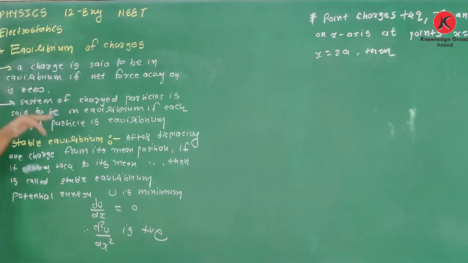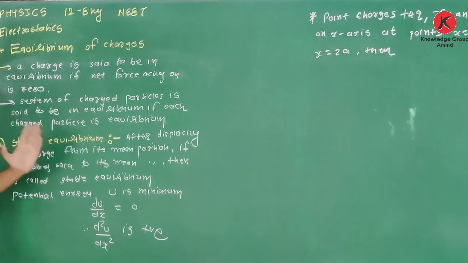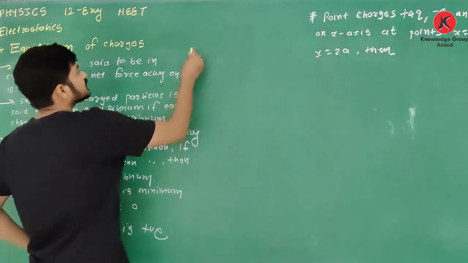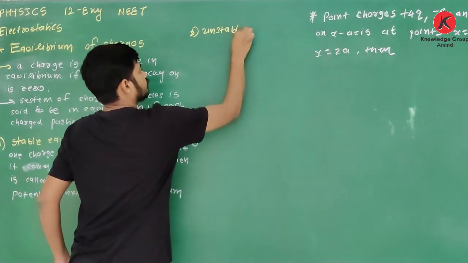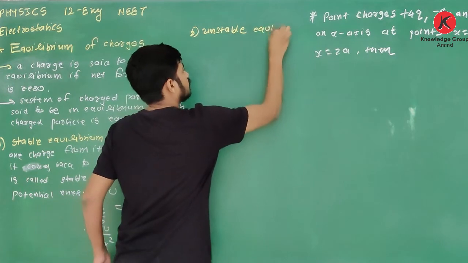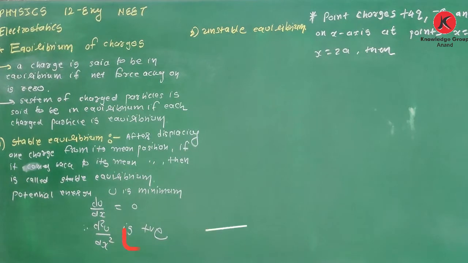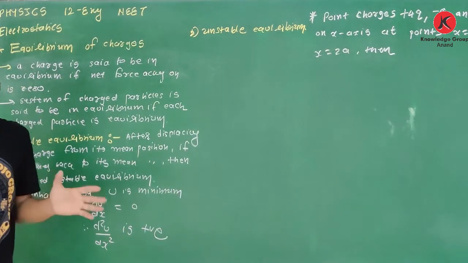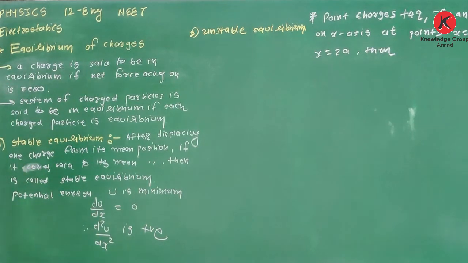If after displacing one charge from its mean position it comes back to its mean position, then it is called stable equilibrium. Now next, unstable equilibrium. Second, unstable equilibrium. What is the meaning of unstable equilibrium? Similarly, after displacing one charge from its mean position, if it comes back to its mean position, then it is stable. And if it does not come back to its mean position, it is called unstable equilibrium.